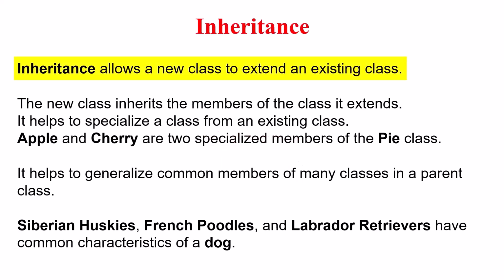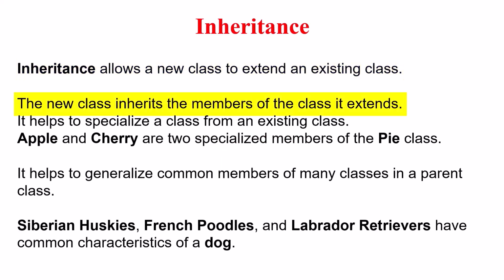When first working with object-oriented programming, you encounter terms like inheritance, polymorphism, interfaces, things of that nature. They all may seem kind of abstract or confusing at first, and we're going to take each one of those things and break it down so we understand what they actually are. We're going to start with inheritance. Inheritance allows a new class to extend an existing class. The new class inherits the members of the class it extends. It helps to specialize a class from an existing class.